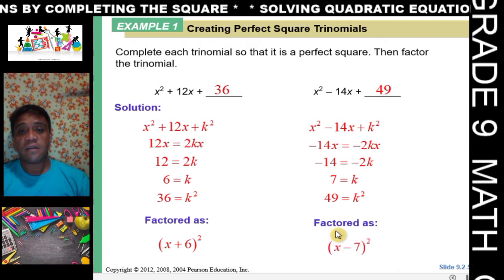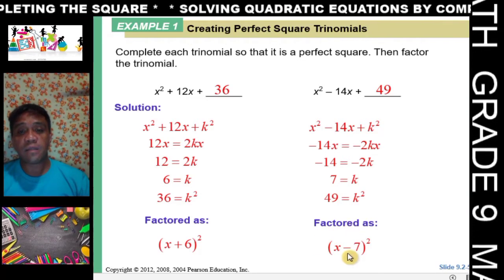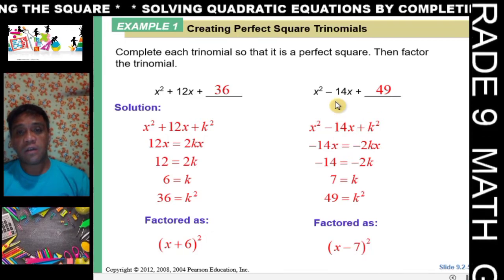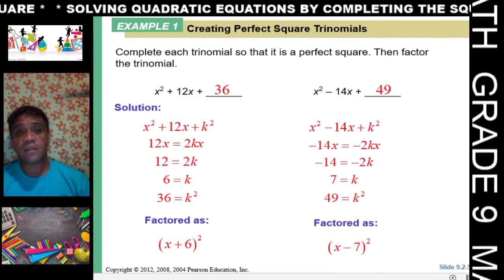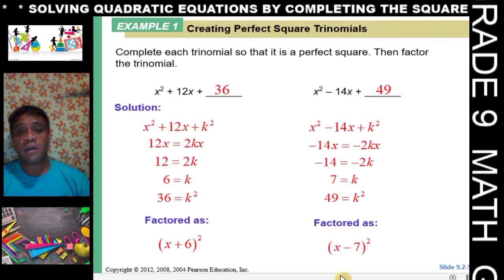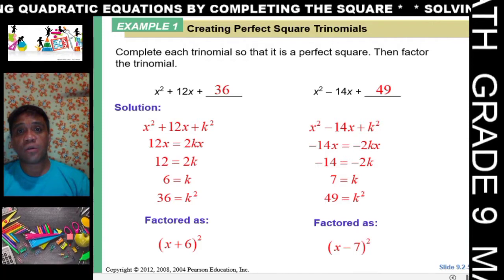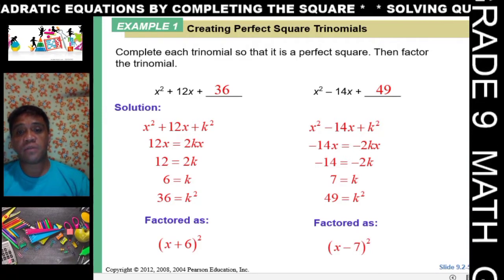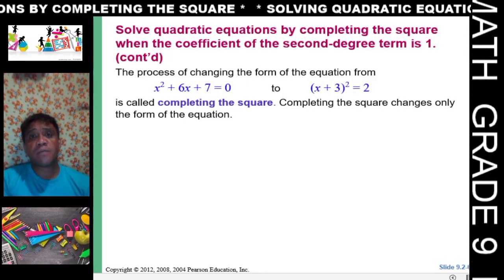Yes, the factored form for this is quantity x minus 7, quantity squared. Why is it minus 7? Because the middle term of the given, the linear term, is negative 14x. So that is why, as we factor it out, we have x minus 7, or the square of x minus 7. Okay? So we are now done with the previous example.